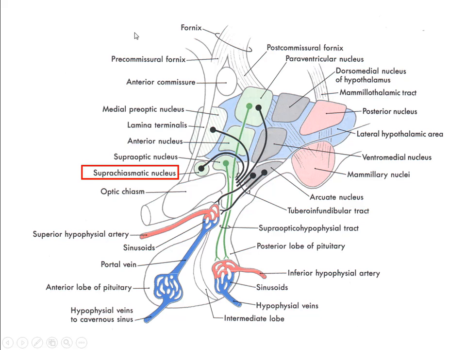So where is the suprachiasmatic nucleus? It's above the chiasm. So what part of hypothalamus will that be? Anterior or posterior? Anterior. Okay. Medial or lateral? Medial, because it's got a name, right? If it doesn't have a name, it goes in the lateral box. Okay.